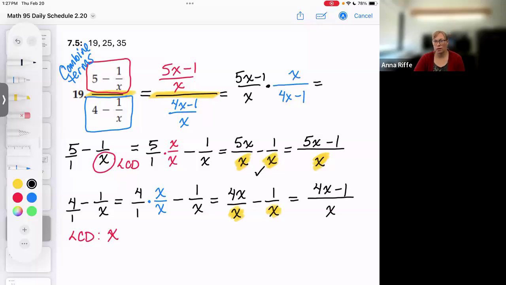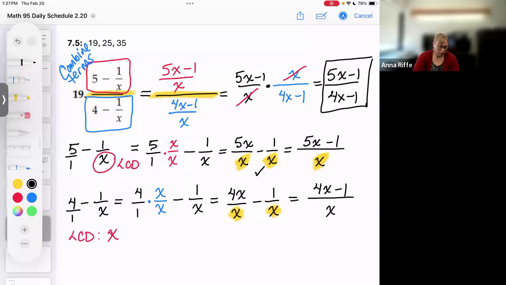Okay. And now before I multiply, I'm going to see if there are any common factors in the numerator and the denominator. It looks like there is a factor of x that will cancel. That is being multiplied by the top and multiplied by the bottom. Therefore, I can divide the top and the bottom by that, leaving me with 5x minus 1 over 4x minus 1. There's my simplified form. Any questions on that one?